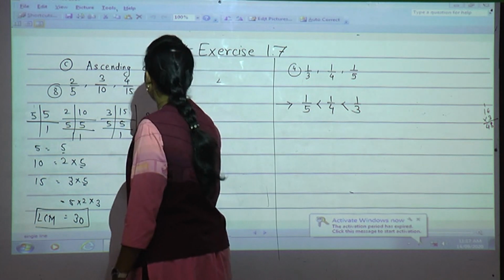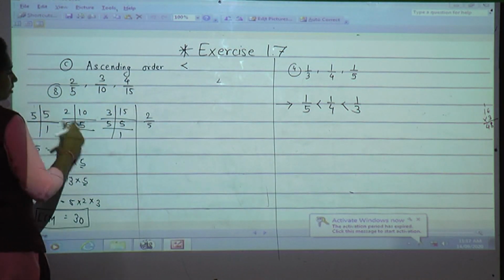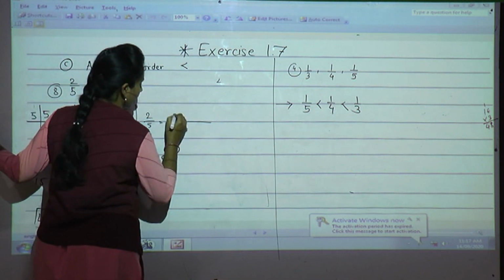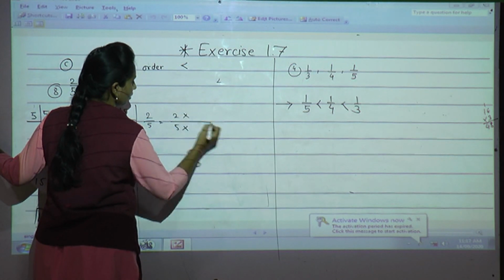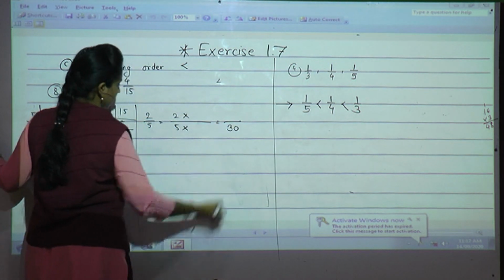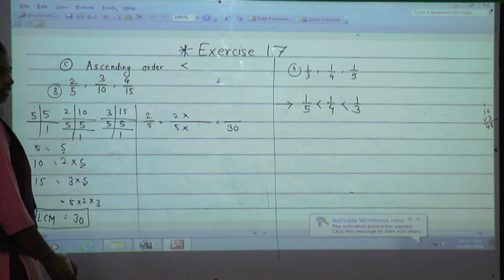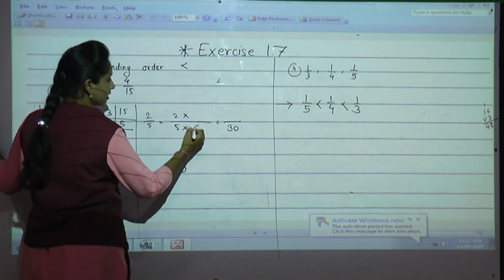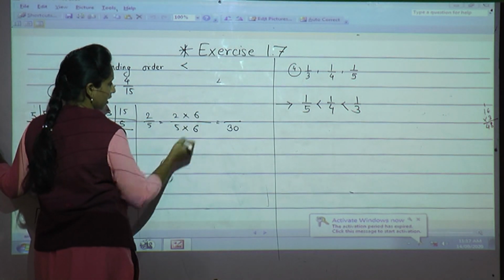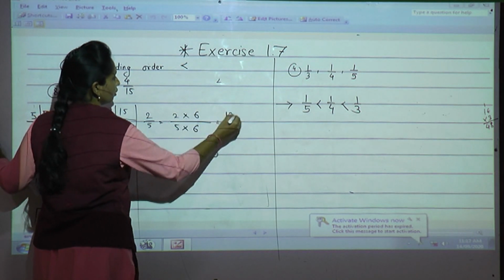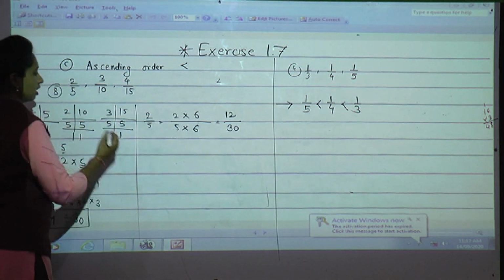Now we will make all the fractions with denominator 30. How can we make it? Take 2 upon 5, the first number. We have to multiply so the denominator should become 30. So what 5s are 30? 5 6s are 30. So take 6 here also. Now 2 6s are 12. The next number, 3 upon 10.